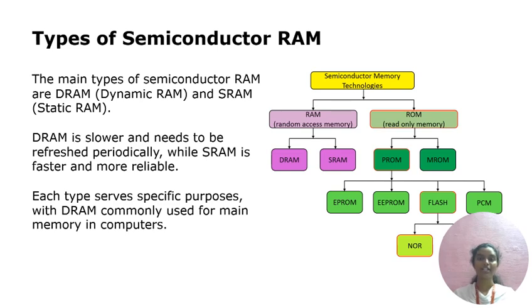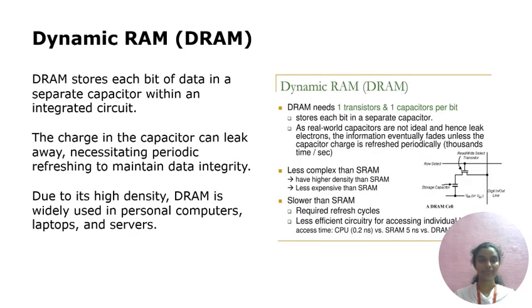The semiconductor memory technologies are divided into two types. One is RAM and the other is ROM. The RAM is again divided into the DRAM and the SRAM, where the SRAM is faster and more reliable compared to the DRAM. The dynamic RAM, that is the DRAM.